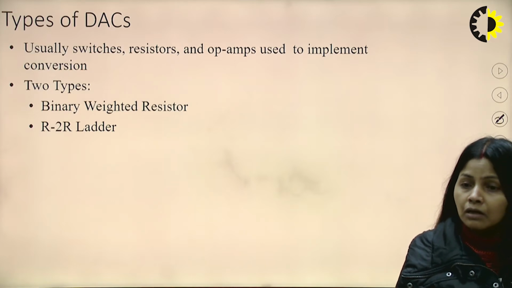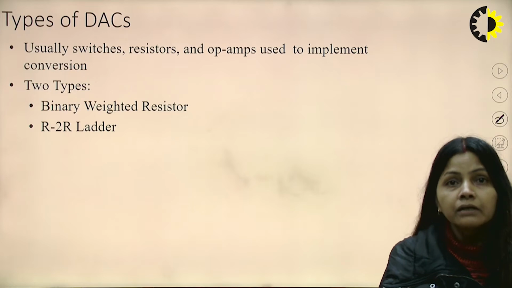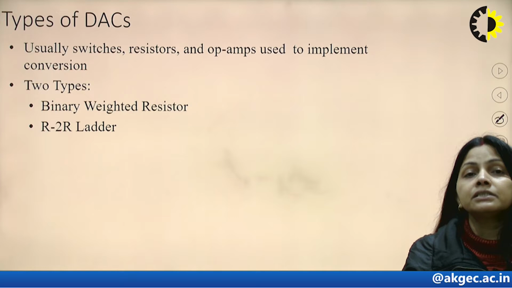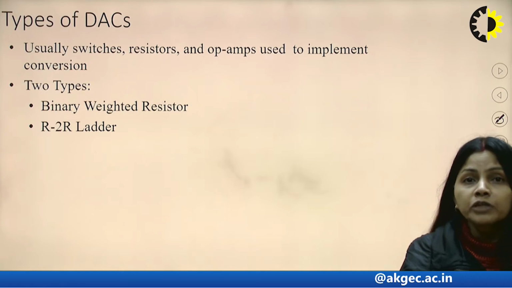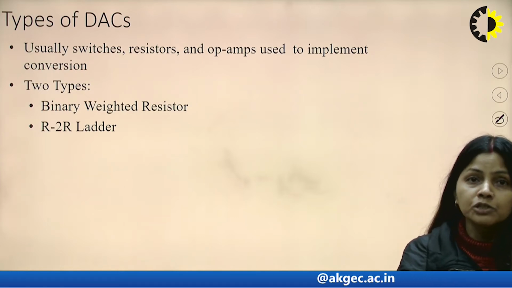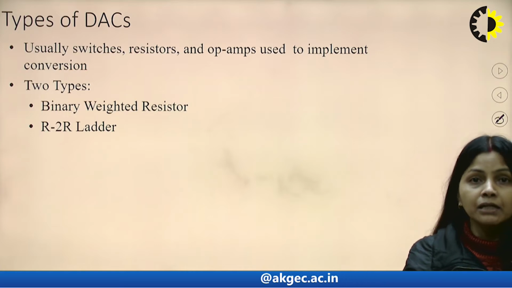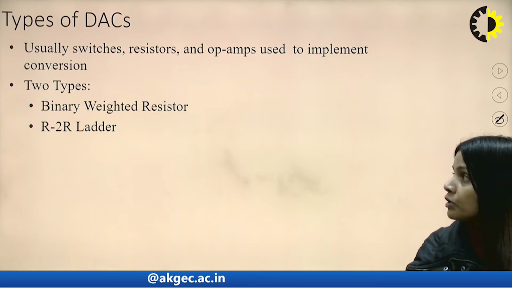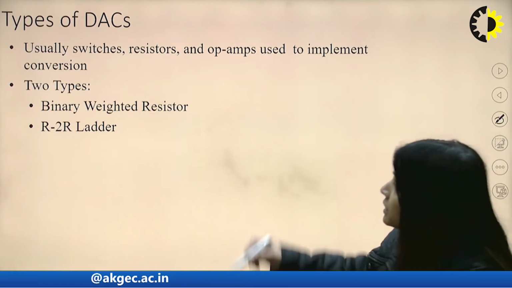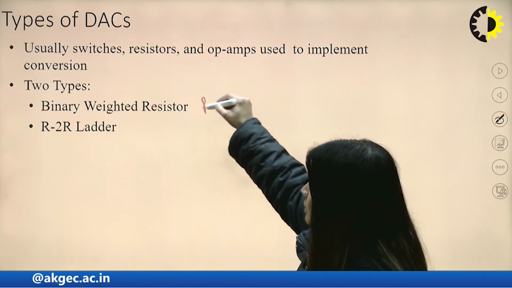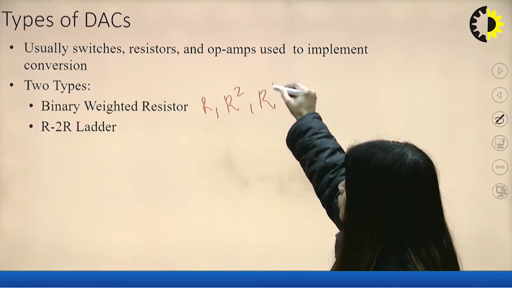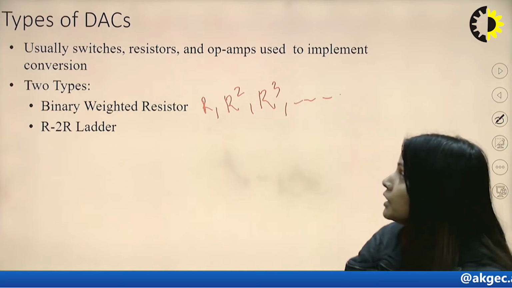Also one more important component that is used for DAC is resistors. So here there are two types of resistor arrangements which we are going to use. First is binary weighted resistor, and the second one is R to 2R. So here we will take some resistances like R, R square, R cube. So many resistances we are required to take.